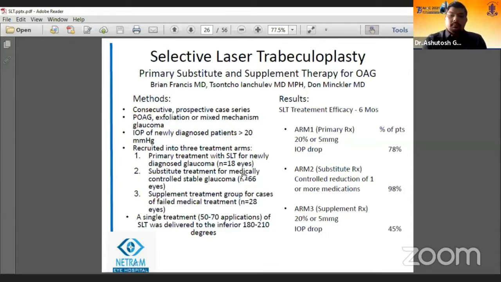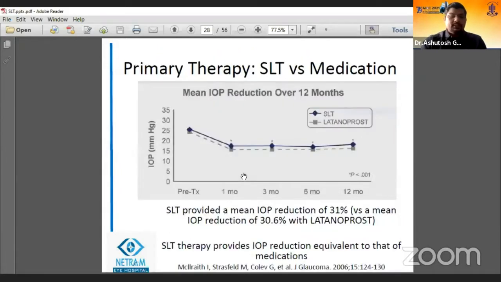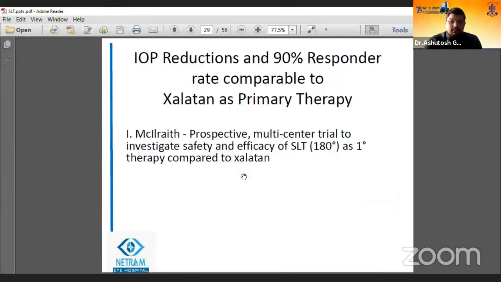The comparison was better in the PG analog treatment group. When SLT was used as initial therapy for open-angle glaucoma, the study by McGrath et al. favored the SLT group versus the latanoprost group. Overall, SLT provided a mean IOP reduction of 31% compared to the latanoprost group.